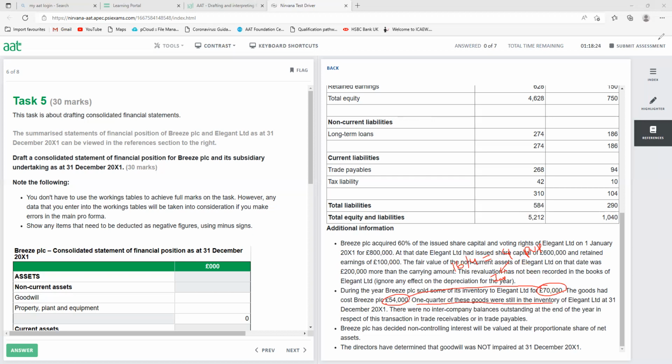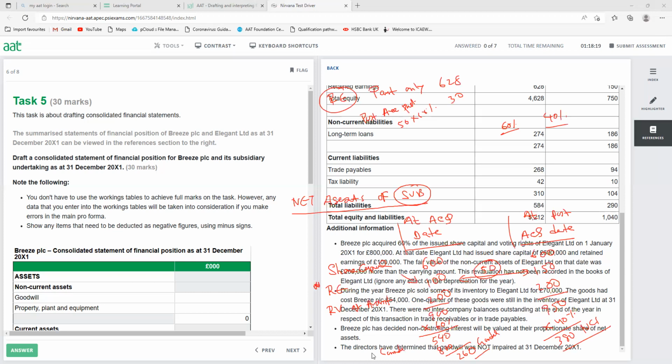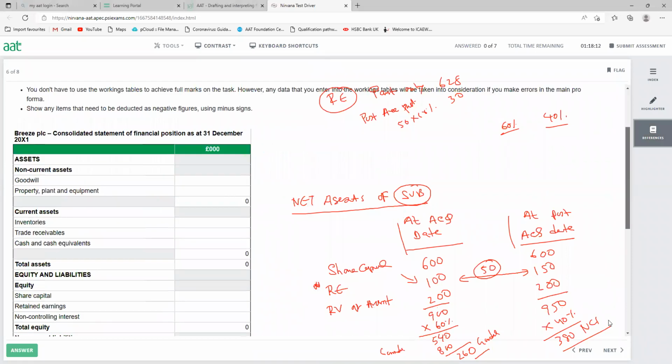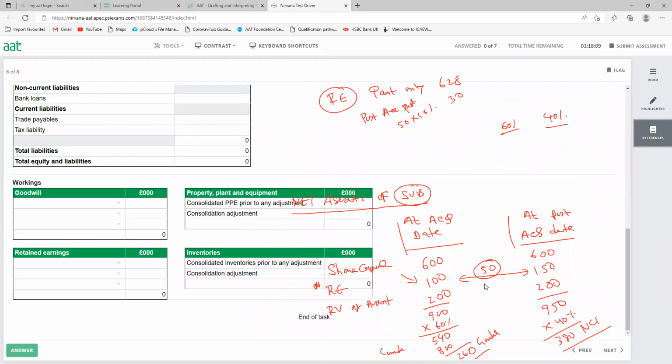All right, so we'll go back to our last workings, and we will try to do some workings together. If we come down to the workings, we have a few workings here. Let's try to do it. First, we do the goodwill. Let's do it very quickly. We know how to do it.